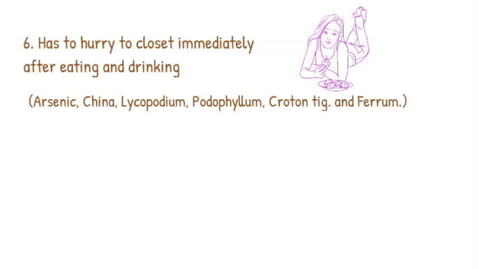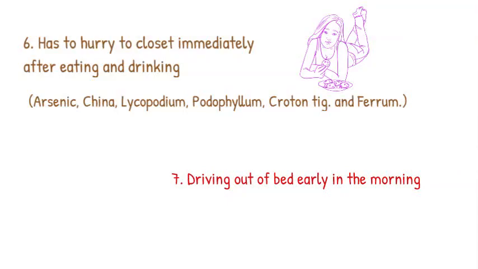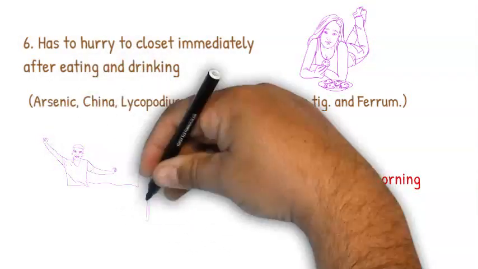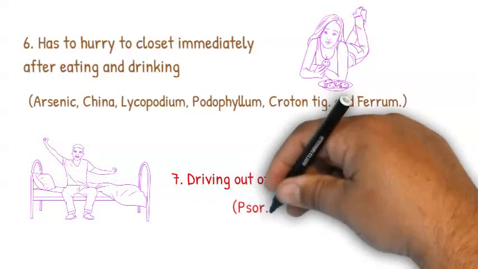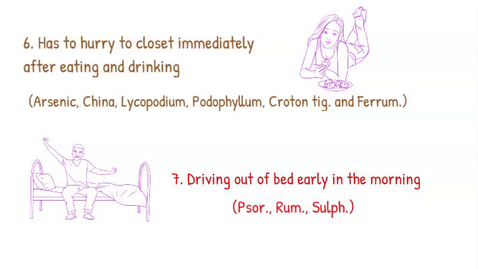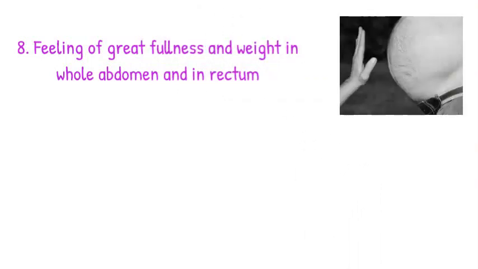Another important symptom is that the urging of stool drives him out of bed early in the morning. We have other medicines like Rumex and sulphur for this symptom. Coming to the next keynote symptom, there will be a feeling of great fullness and weight in the whole abdomen and rectum, which may be associated with any of the disease conditions.